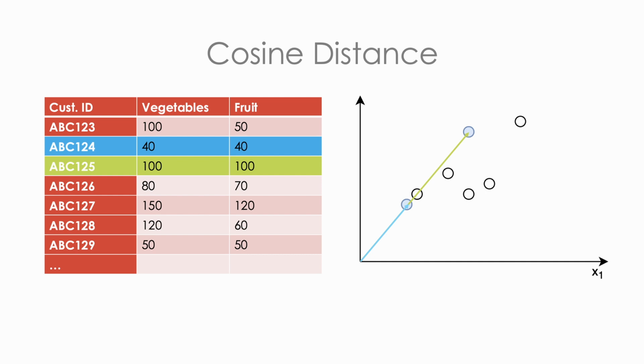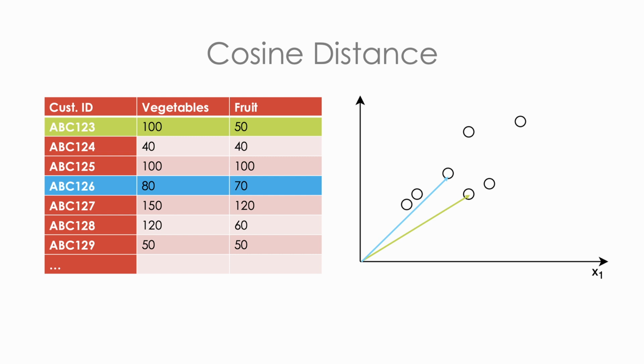Intuitively, imagine drawing arrows from the origin of a graph to each customer's data point. Customer 124's data point would be represented by a blue arrow, and customer 125's data point would be represented by a green arrow. In this case, both arrows align perfectly because the ratio of spending between vegetables and fruit is identical for both customers. In contrast, if you look at customers 123 and 126, their arrows would not align since their vegetable to fruit spending ratios differ.